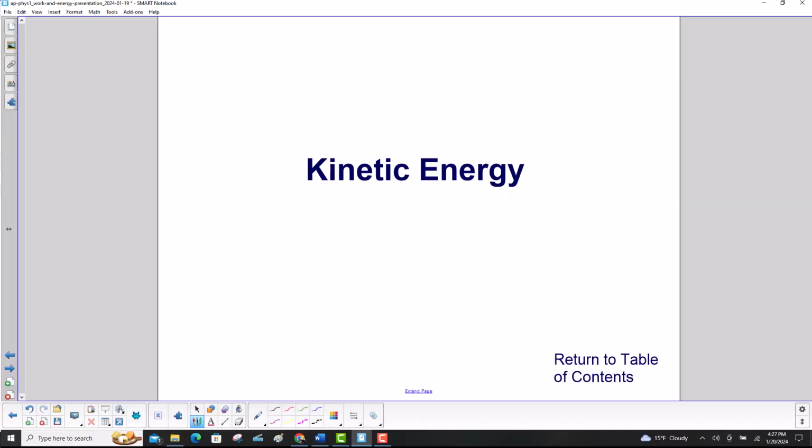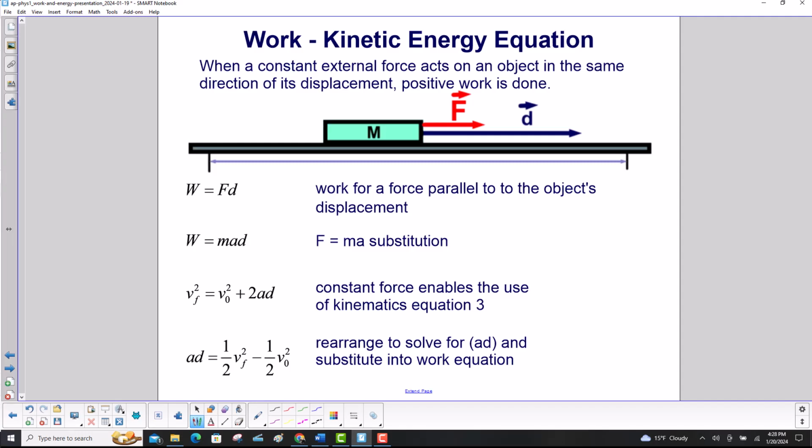Kinetic energy. The work kinetic energy equation. When a constant external force acts on an object in the same direction of its displacement, positive work is done. We've shown this before, but we're going to do it again here. There's the force, there's a displacement, they're in the same direction. So we can use this equation for our work. We don't need the cosine theta here, because cosine of 0 degrees is 1.